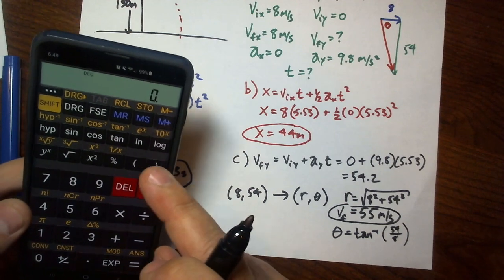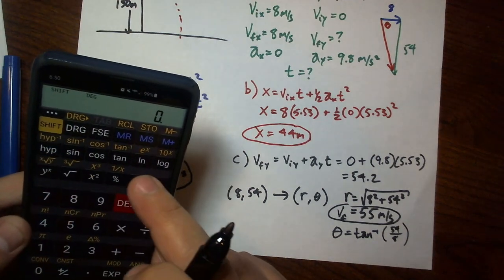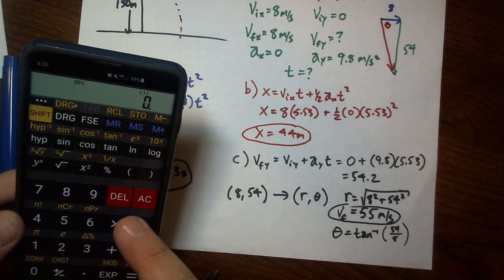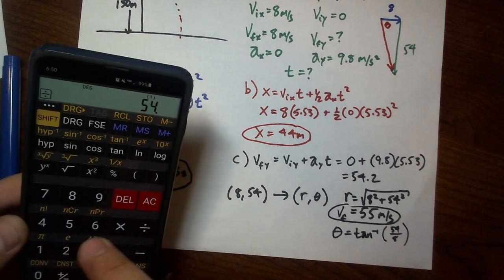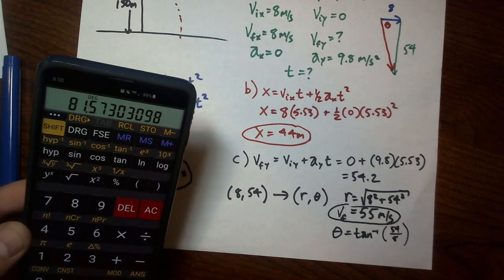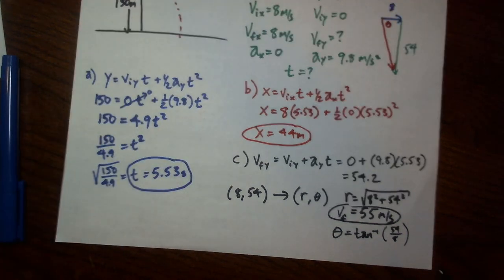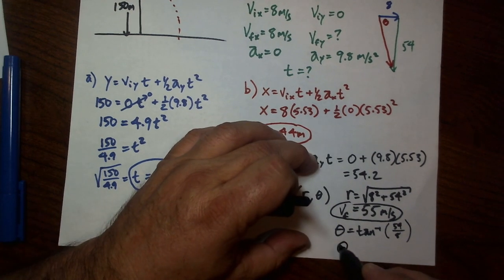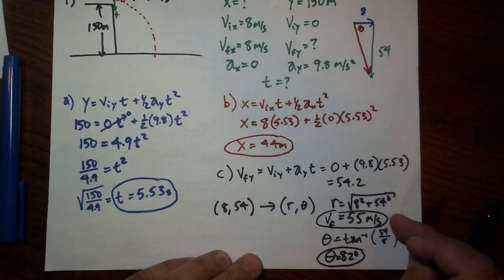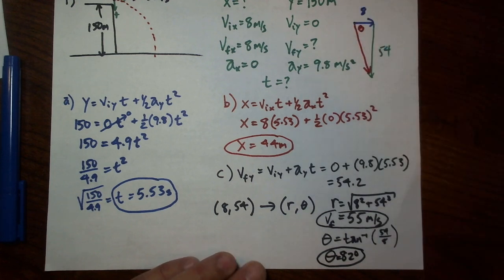Inverse tangent. Okay, I did something wrong. Shift tangent. Oh, I see. I have to do the math first on this calculator. 54 divided by 8 equals, and then we do inverse tangent on it. 81.6, so let's just call it 82 degrees. So my vector velocity when I hit the ground is 55 meters per second at 82 degrees below the horizon. Very nearly vertical. Okay, that's number one.